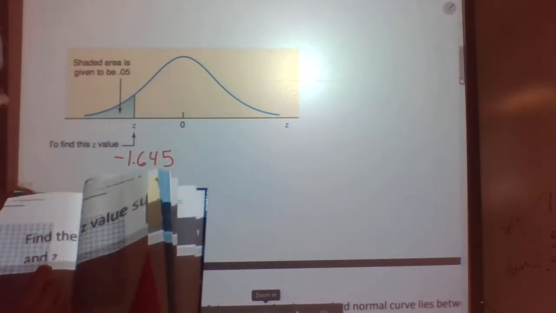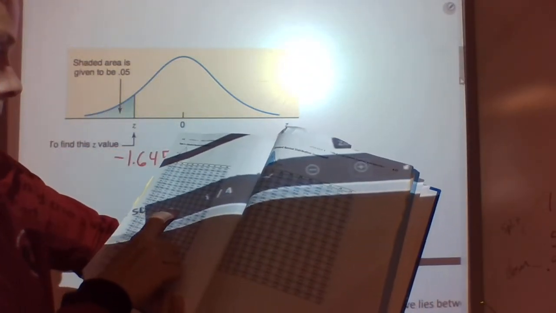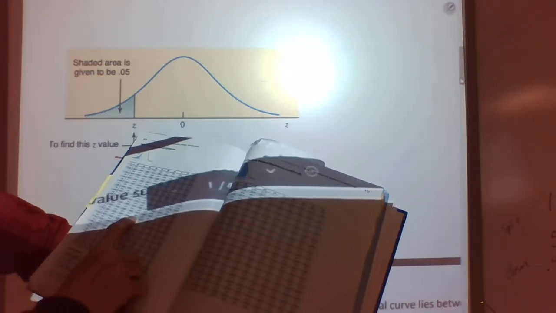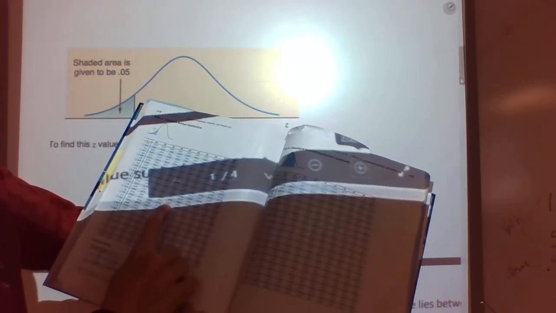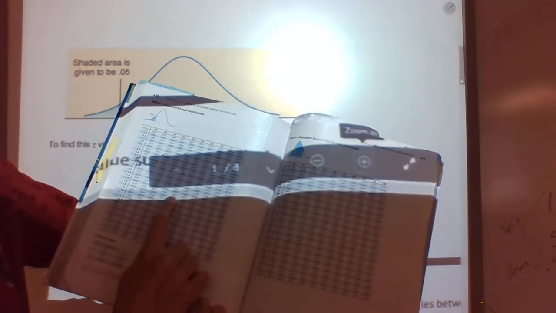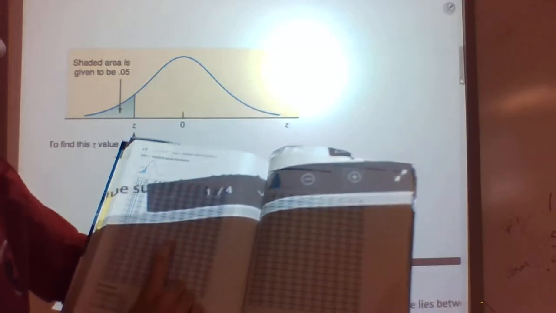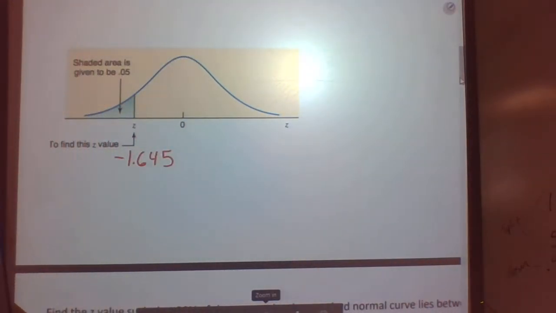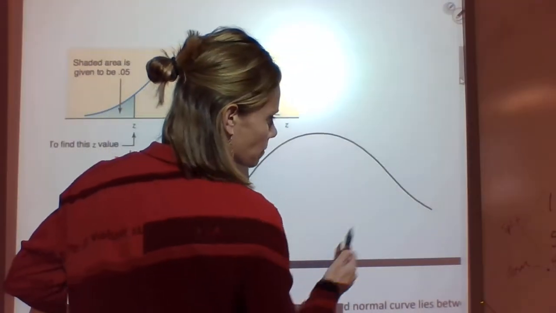Right? Because negative 1.64 was 0.0505. That's too big. And negative 1.65 was 0.0495, too small. And since 0.05 is exactly in the middle, I split that z-score perfectly, right? Divide by 2. Okay. So what happens if it's not there but it's closer to a number?